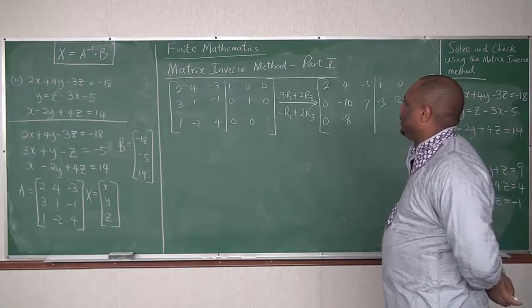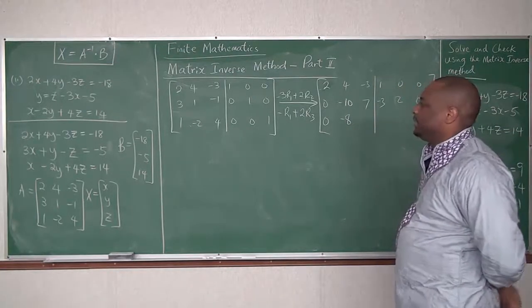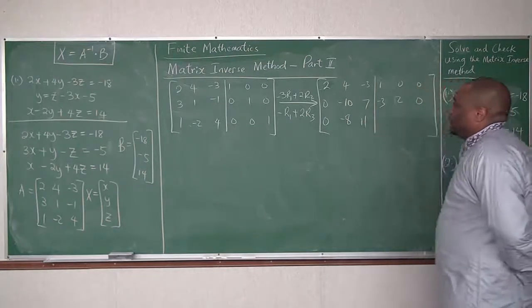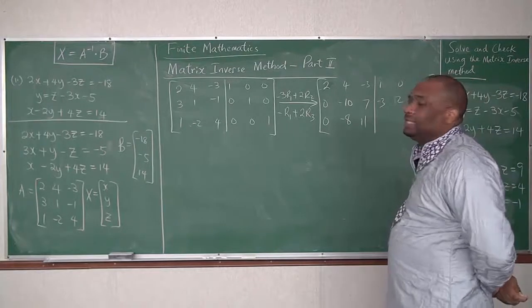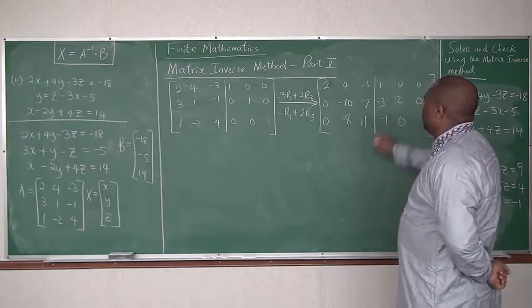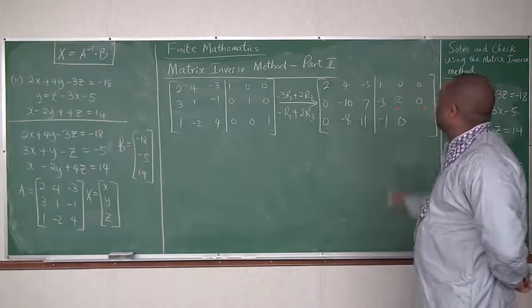Negative 3 is 3. 3 plus 8, 4 times 2 is 8. 3 plus 8 is 11. Then negative 1. Negative 1 plus 0 is negative 1. 0, 0 is 0. And 0 plus 2 times 1. 0 plus 2 is 2.